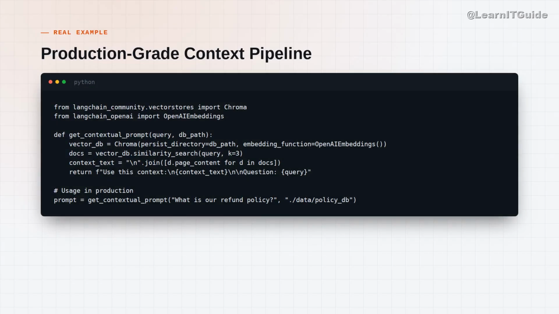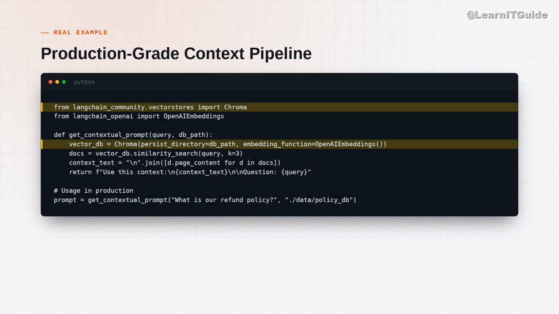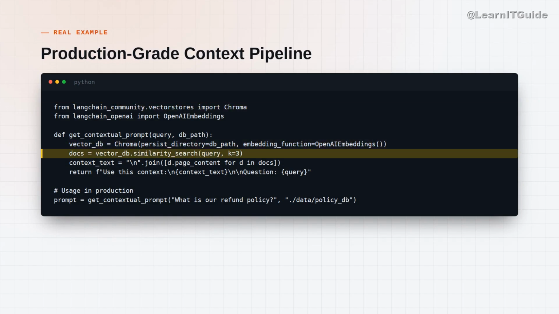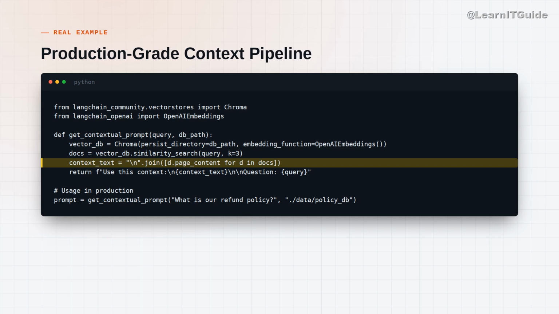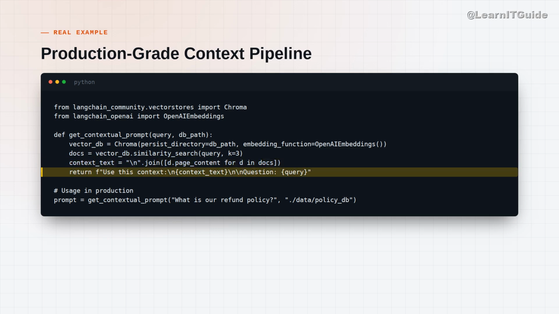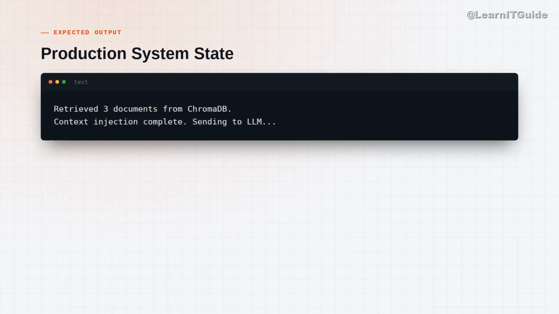In a production project, you don't hardcode strings. You use a vector database like ChromaDB. Here, we fetch the 3 most relevant documents based on the similarity of the user's query. We then join those documents into a single block of text and inject it into the prompt. This allows your AI to scale to thousands of documents without hitting the token limit of the model. When you run this in production, you should log the retrieval process. You can see here that we successfully pulled 3 documents. This logging is critical because if the AI gives a wrong answer, you can look at these logs to see if the retrieved context was actually relevant.